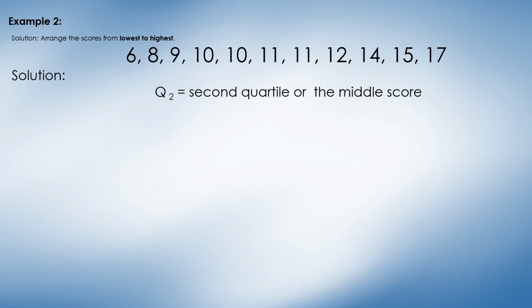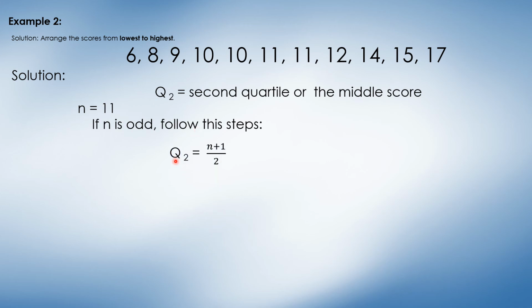Next is to find the second quartile or the middle score. Okay, so we need to follow these steps. First, let us get the value of n. So the value of n is 11. Again, 1, 2, 3, 4, 5, 6, 7, 8, 9, 10, 11. So 11 is an odd number, so we need to follow these steps.